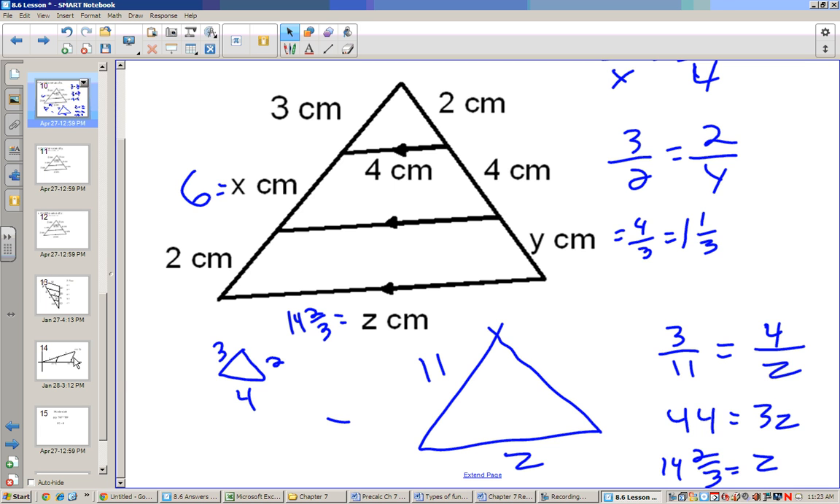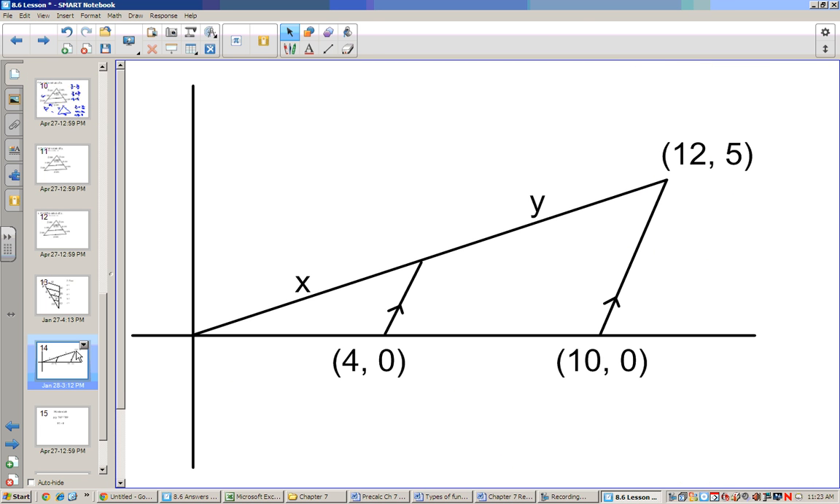All right, now there's one more problem I want to do before the end, and it's on the coordinate grid. Now, from 0 to 4, 0, we know that's 4 units. 0 to 10 is 10 units, so this would be 6 units here. Now, we want to find out this entire distance, and to do that, we can use the Pythagorean Theorem.